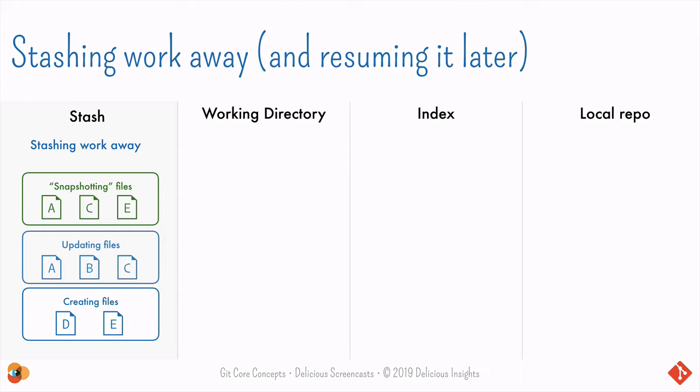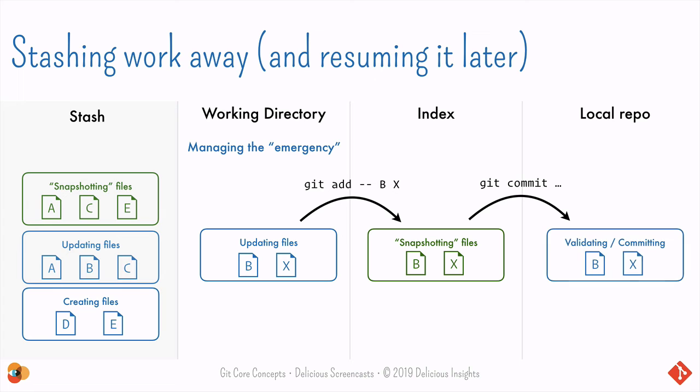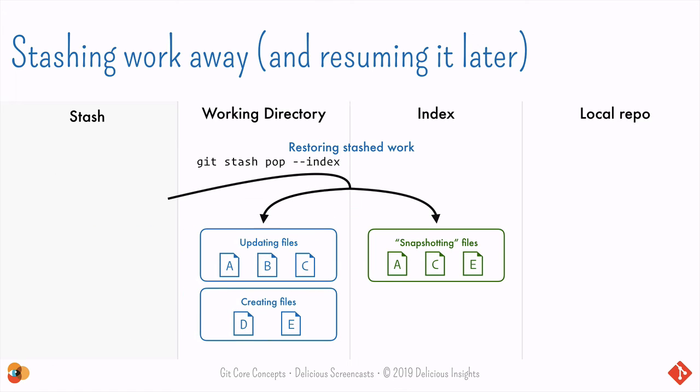We can now handle the new task and commit the relevant fixes so we can share them and possibly deploy them to production. Once the emergency is dealt with, we can restore our work from the stash and get a working directory and usually our index back in the prior state, then move as if nothing had happened.